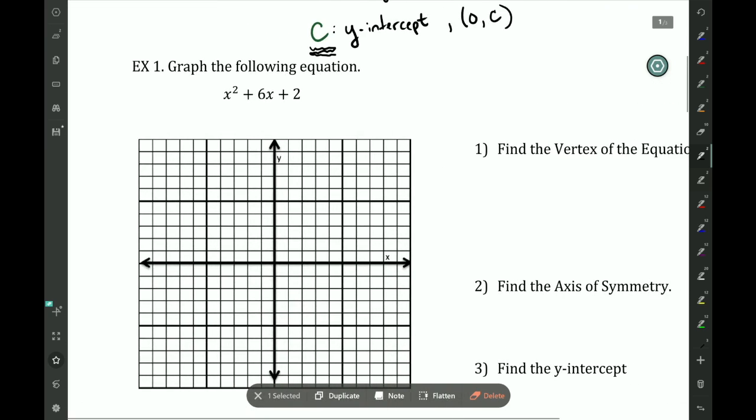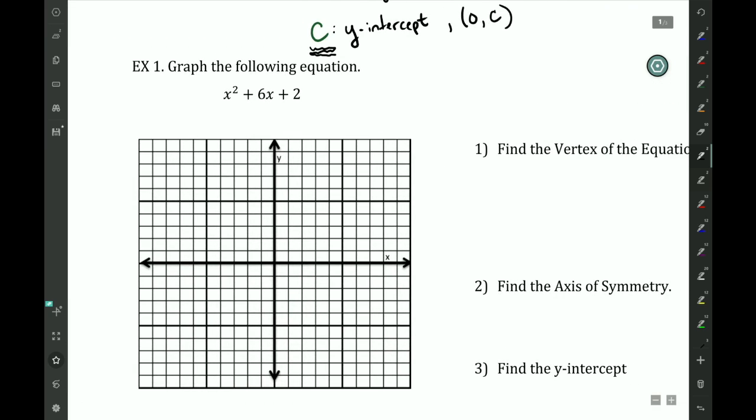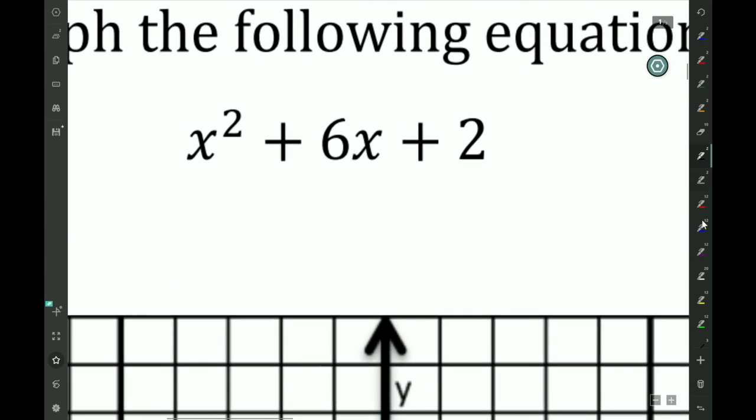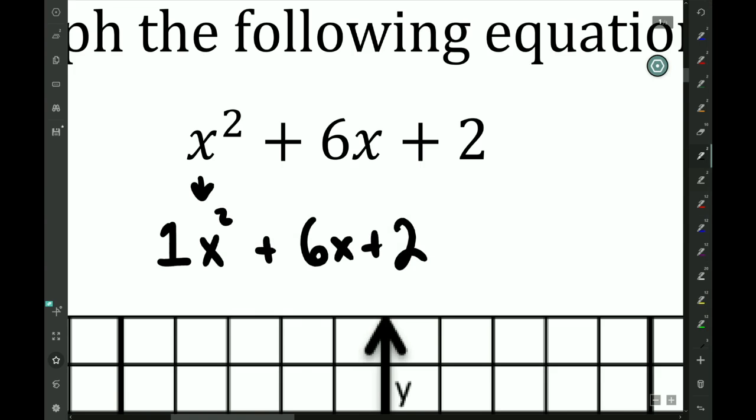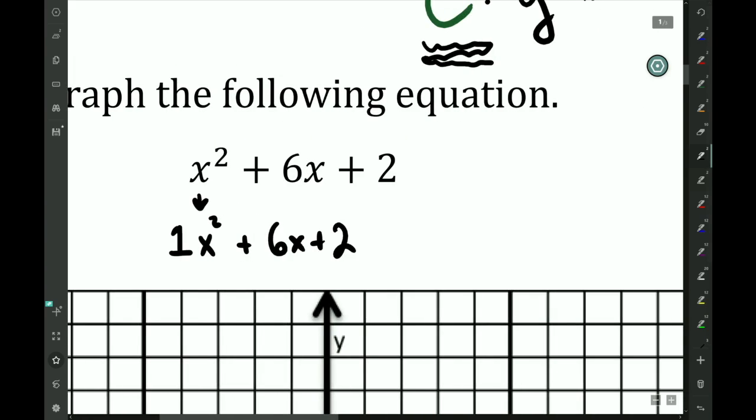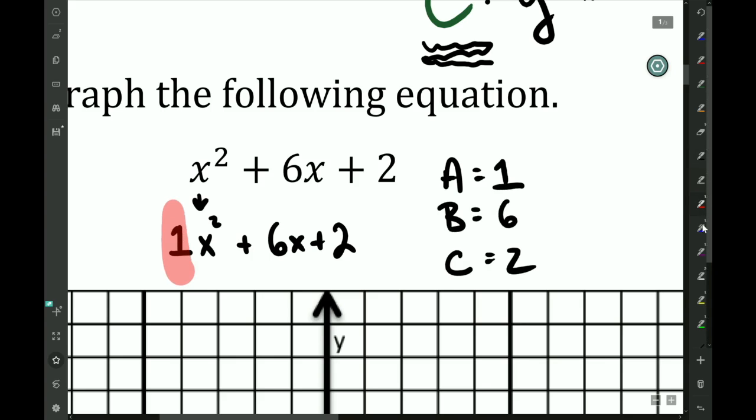Graphing. Really, we can graph these by hand, and it's pretty simple. So we're going to graph ax squared plus bx plus c in this form here. What I like to do is think of this as 1 times x squared plus 6x plus 2, and I like to write down my a, b's, and c's. A is 1, the coefficient, b is 6, and c is 2.